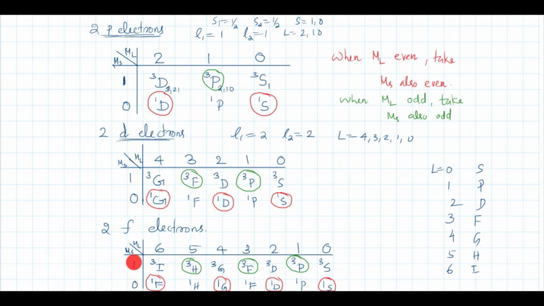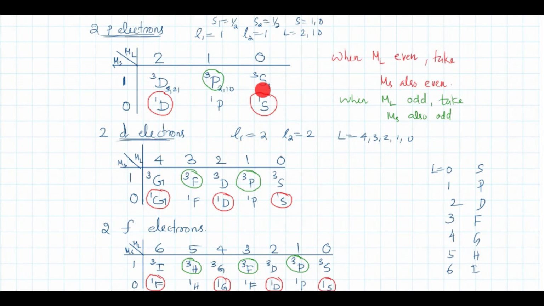Similarly, for equivalent f electrons, when you take ms equal to 1, triplet terms, you consider only the odd ones, 5, 3, 1. When you take 0, you consider only the even terms, 6, 4, 2, 0. So these are the possible spectroscopic terms for equivalent electrons. The circled ones are the only possible ones for equivalent f electrons. I think this is the easiest method to find the total spectroscopic terms as well as the spectroscopic terms for equivalent electrons.